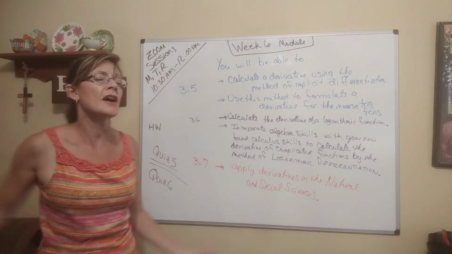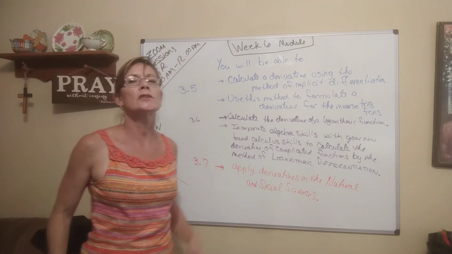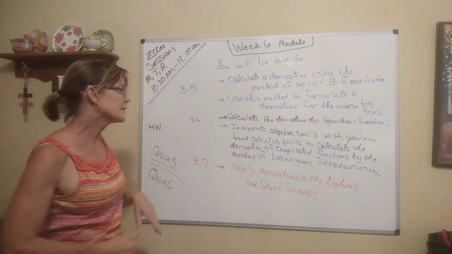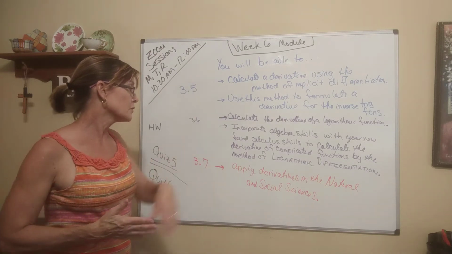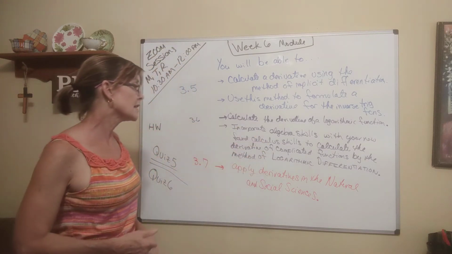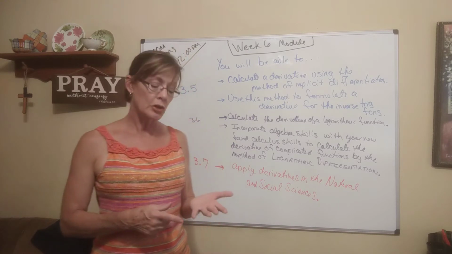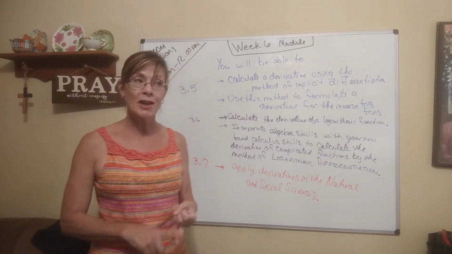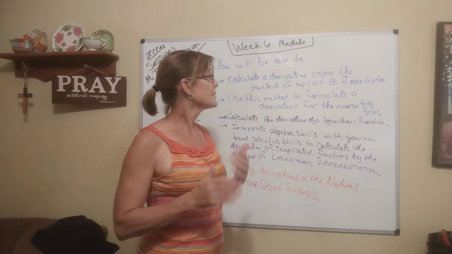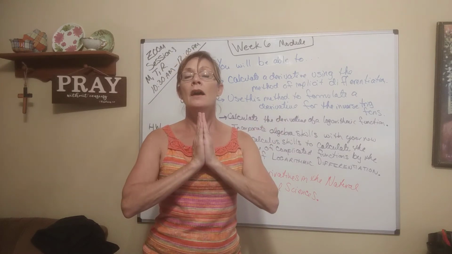Also in 3.7, finally, we've talked about derivatives so much. We learned what they are. We learned how to do some basic derivative rules. Now we're getting into more complicated techniques. And in 3.7, you will be able to finally apply these derivatives many places, in the natural sciences and the social sciences. We have examples you will be doing where you apply the derivative in physics, in biology, in economics, and some other examples.